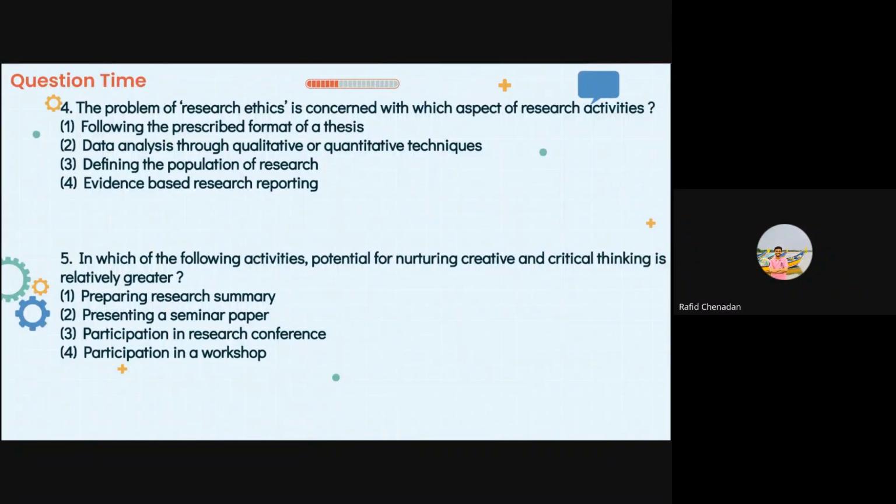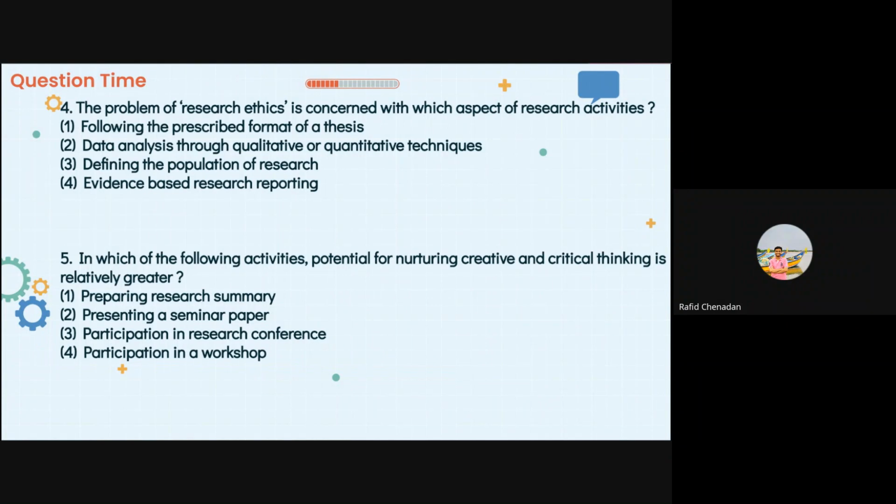Okay, now we have question time again, and these 2 are relatively shorter, simpler questions. So just take your time and find an answer. The problem of research ethics is concerned with which aspect? There is an entire area called research ethics in the syllabus, so from that you can expect maybe 1 or 2 questions. Research ethics is about what? It's a very basic question, but try to answer.